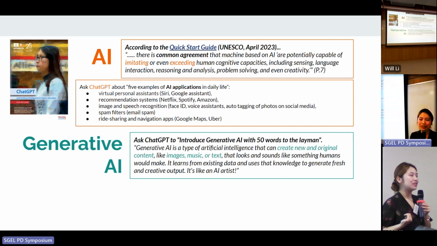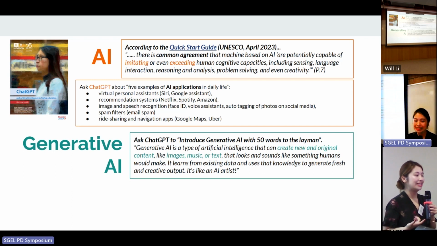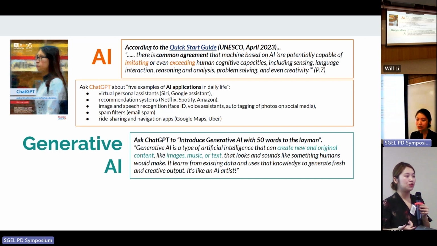And then recommendation systems: Netflix, Spotify, Amazon. Image and speech recognition: Face ID, voice assistant, auto tagging of photos on social media. Face ID also helps a lot because I have many banking accounts. To be honest, I don't remember the passcode. So if I cannot use Face ID, I will need to reset all passcodes.